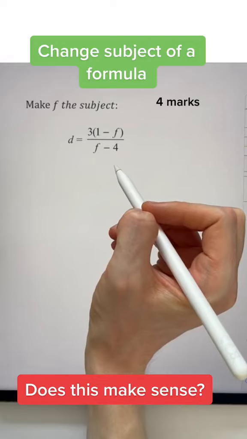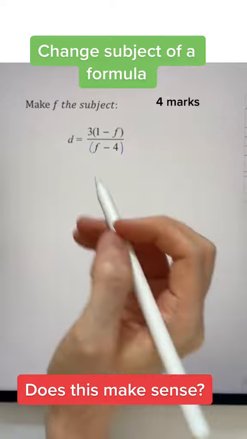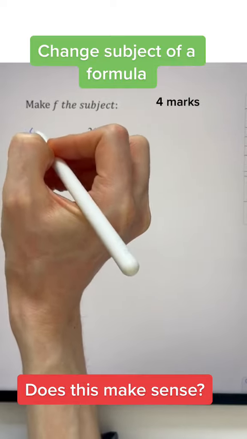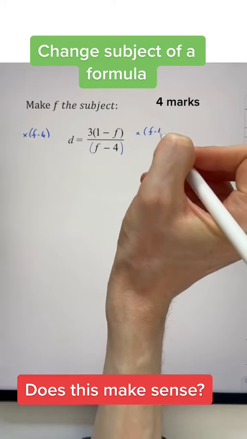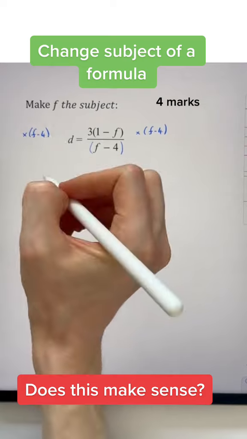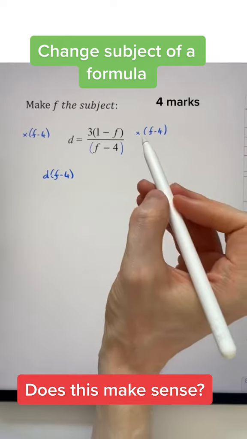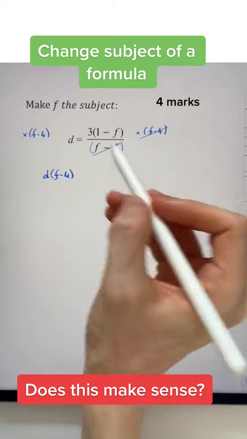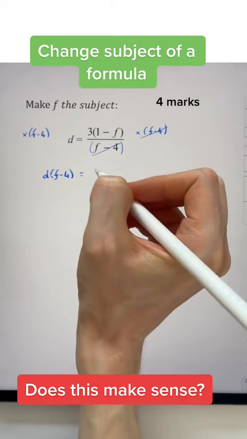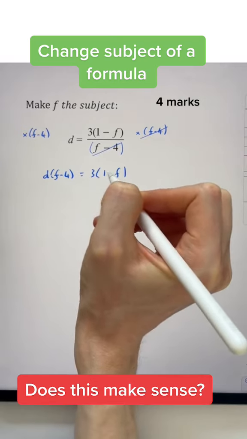Here we are asked to make f the subject. The opposite of divide by f minus 4 is to multiply both sides of our equation by f minus 4. On the left-hand side, therefore, I'm going to have d multiplied by f minus 4. And on the right-hand side, I know that multiplying by f minus 4 and dividing by f minus 4 are the inverse, so therefore they'll cancel out. Therefore I'm just left with the numerator, which in this case is 3, and in brackets 1 minus f.